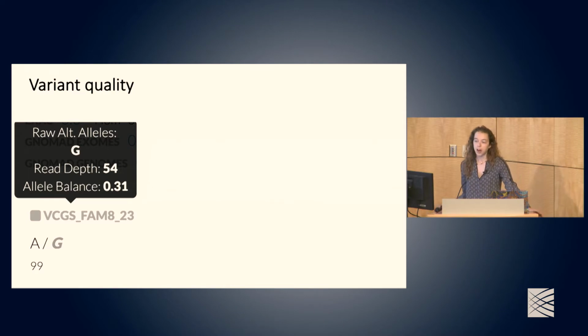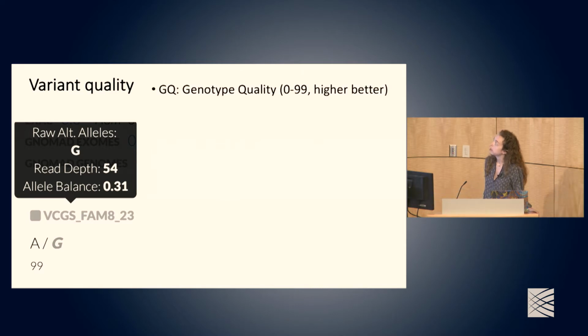Variant quality, there's a lot of metrics we use for variant quality. I'm just going to cover a few of them here. So this is what our data kind of looks like. This is our family ID here. This is a SNP, so it's a single nucleotide variant. An A to a G is just a heterozygous site. And then you have this 99 down here. That's the genotype quality. 99 is the best score you can get. It caps at 99. That means it's a high quality variant.